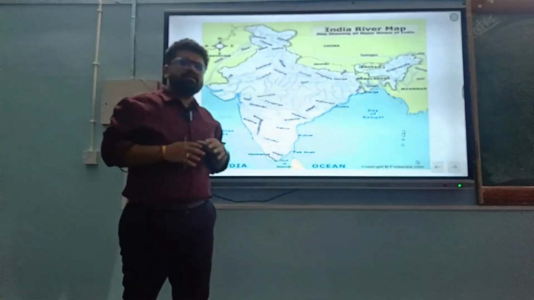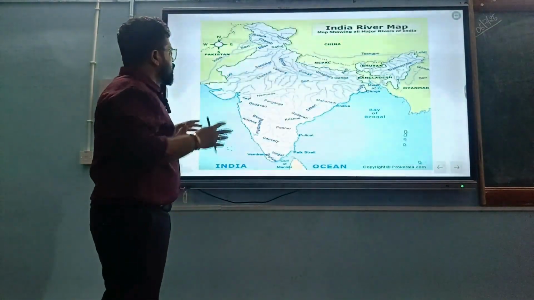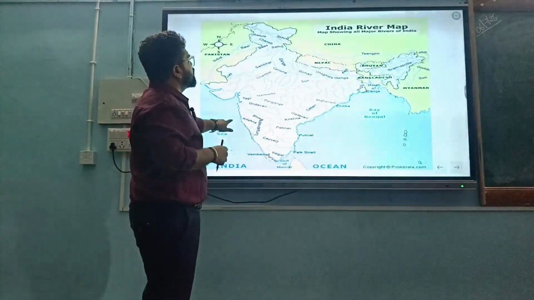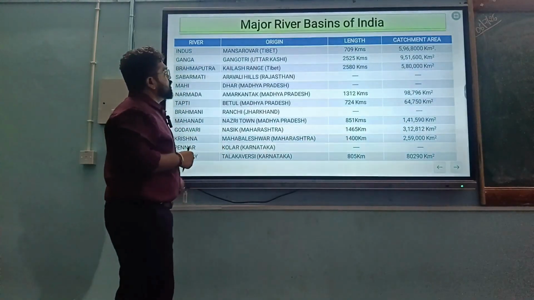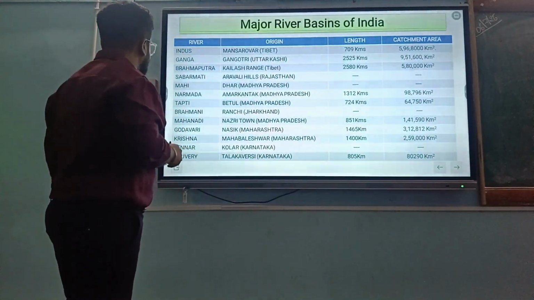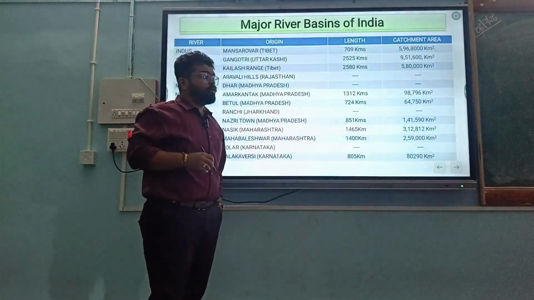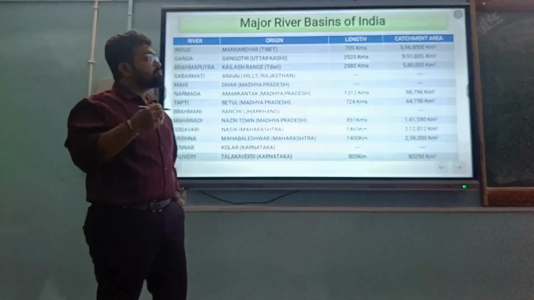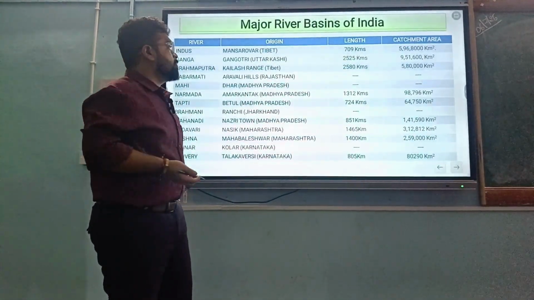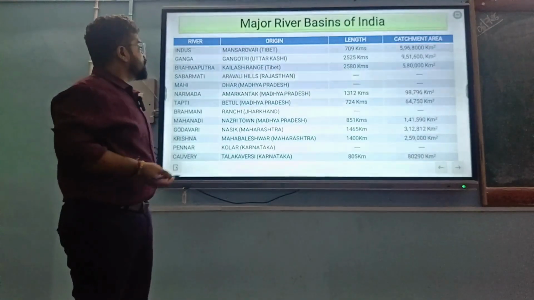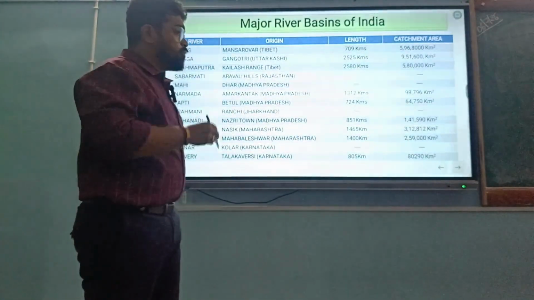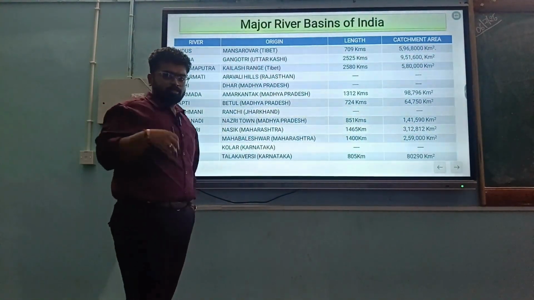This is India with multiple rivers flowing, either the Ganga Basin, Yamuna, Krishna, Bhima. We see here the major river basins of India. The Indus River has its origin in Manasarovar in Tibet, with a length of 709 km and a catchment area of 59,68,000 square kilometers. The Ganga originates at Gangotri in Uttarkashi. The Brahmaputra originates in the Kailash range in Tibet. The origin is very important from a competitive exam point of view.